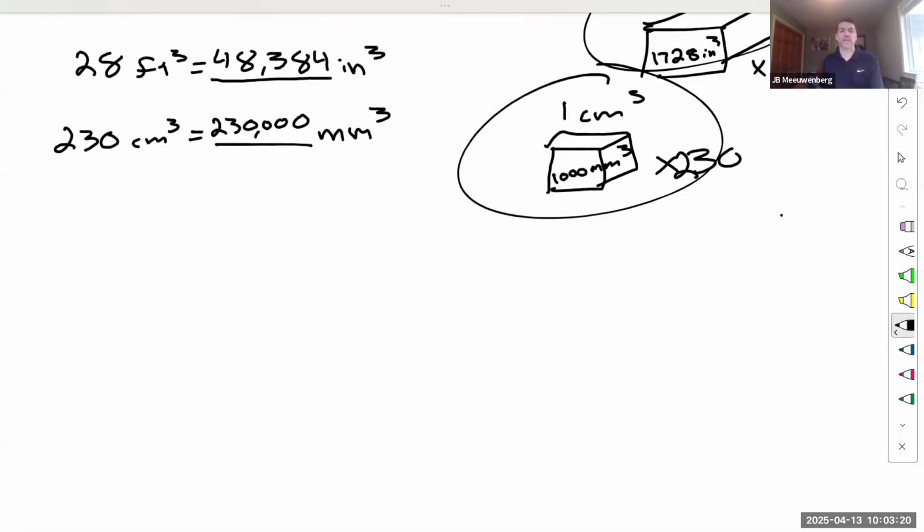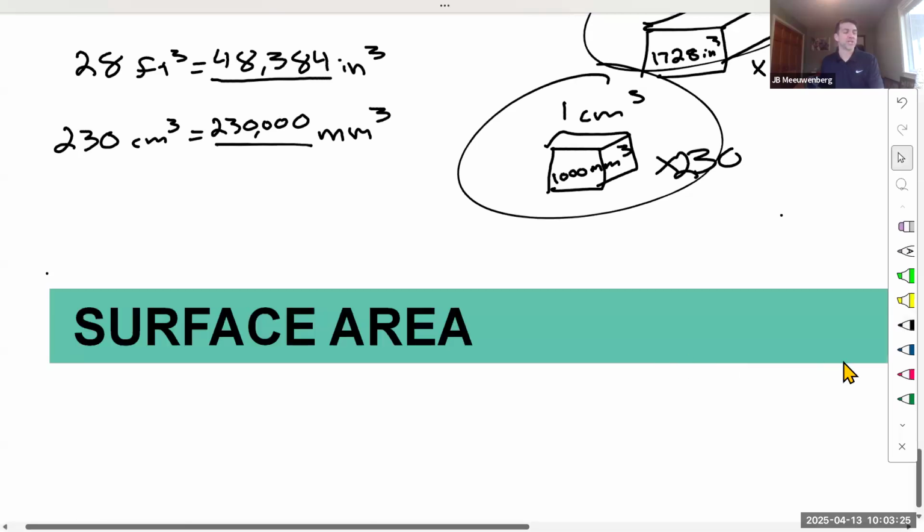So another concept we need to talk about, sort of the generalized concept, is the concept of surface area. And I mentioned this a little bit earlier. And so surface area is how much space does it take to cover the outside of an object. Let me show you this.